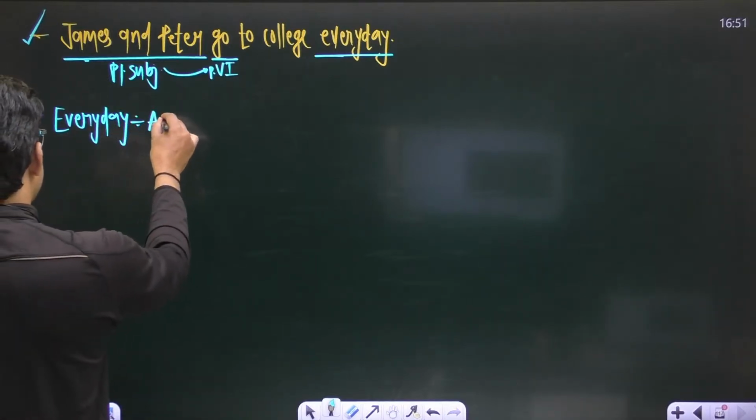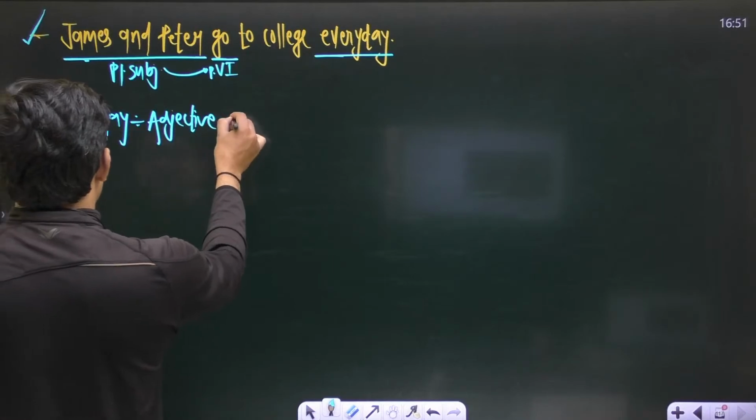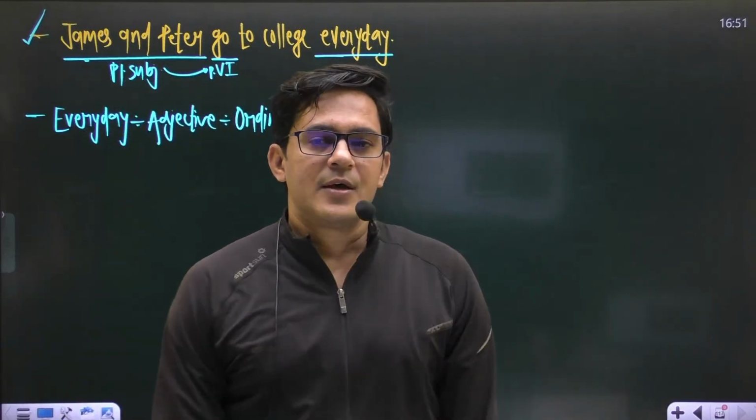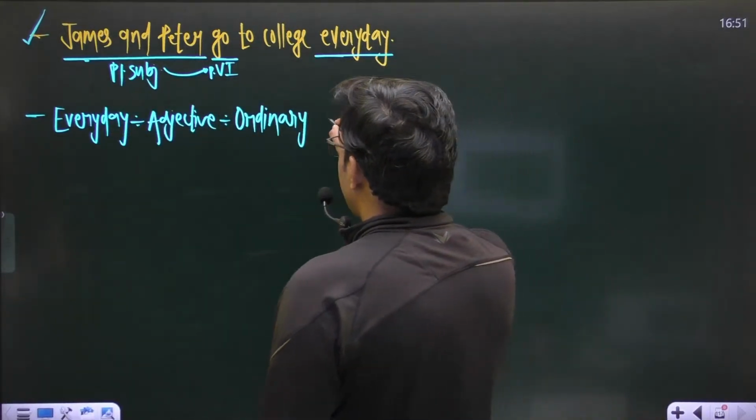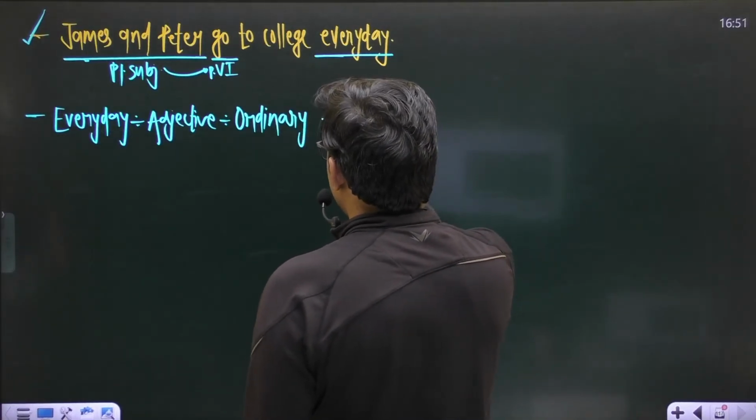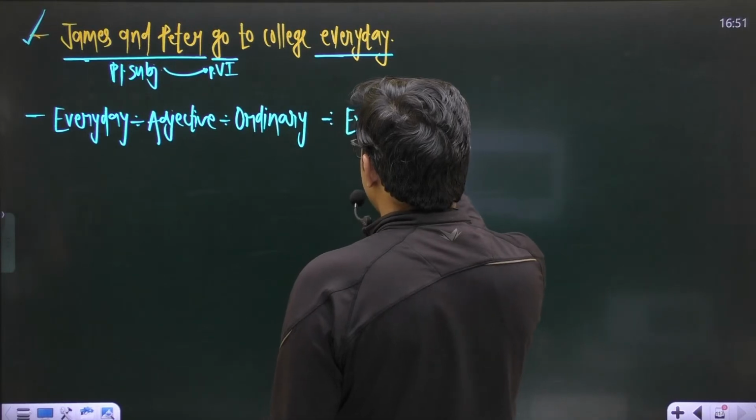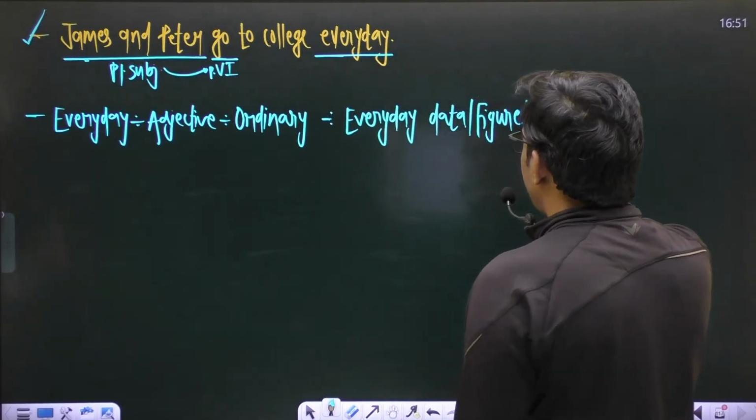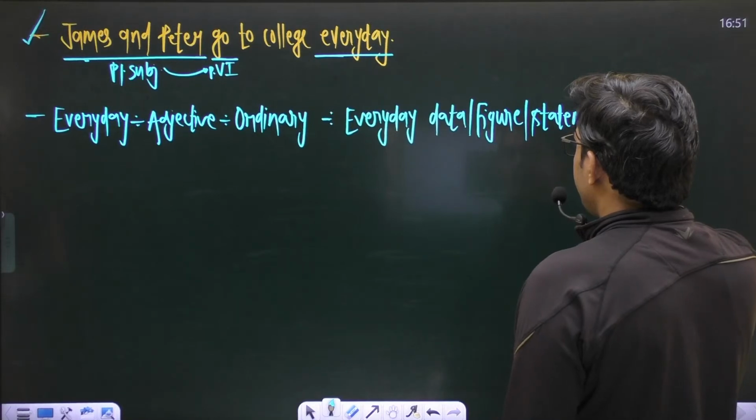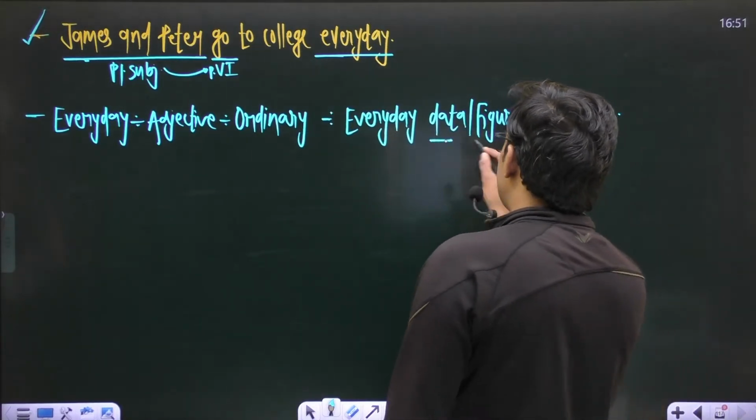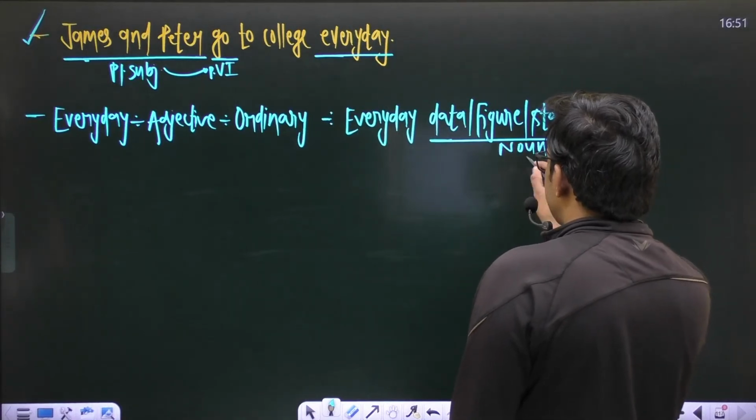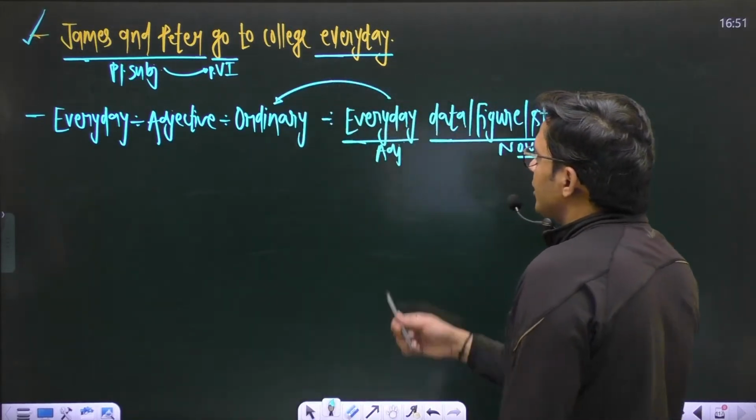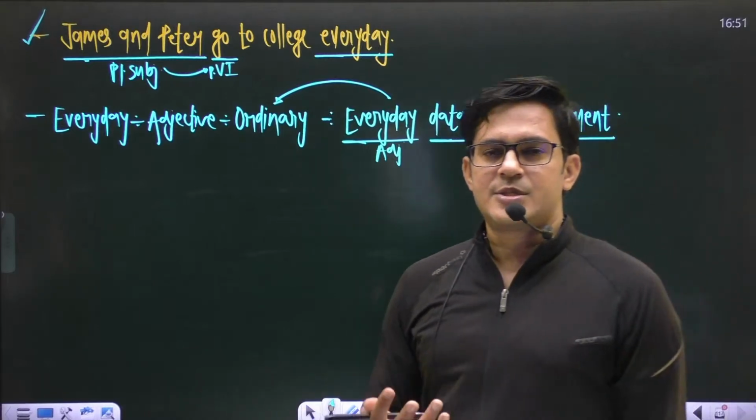This word everyday is an adjective, and this adjective shows the sense of ordinary, any general you can say, right? Aam, sadharan. For example, we speak like this, everyday data, everyday figure, or you can say everyday statement. Data, figure, or statement is a noun, and this word everyday is an adjective, and it means ordinary. Ordinary data, ordinary figure, ordinary statement, right?